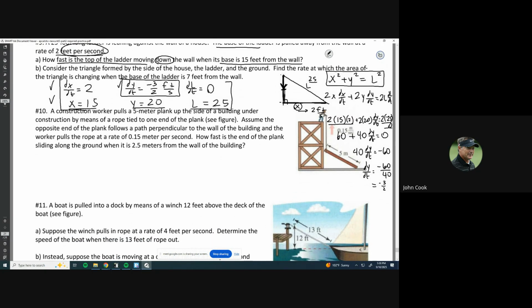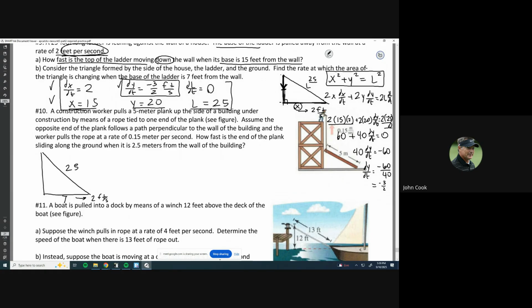Part B says, consider the triangle formed by the side of the house, the ladder, and the ground. Find the rate at which the area of the triangle is changing when the base of the ladder is 7 feet from the wall. It's actually the same setup. We can keep some things consistent, like the fact that the ladder is 25 feet. Now it's 7 feet from the wall, so my x value is 7. And we get to keep that rate of change of 2 feet per second, so it's still moving away from the wall at a steady rate of 2 feet per second.